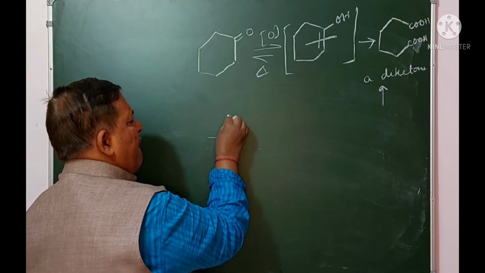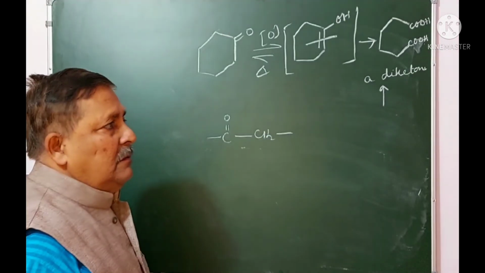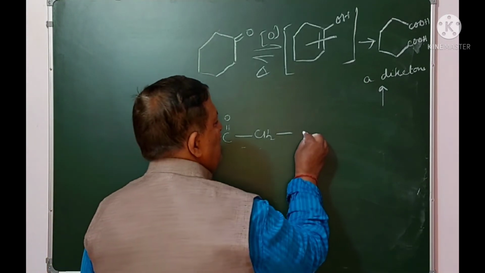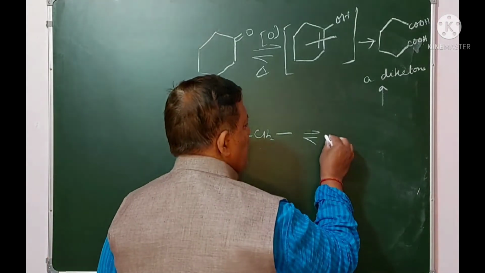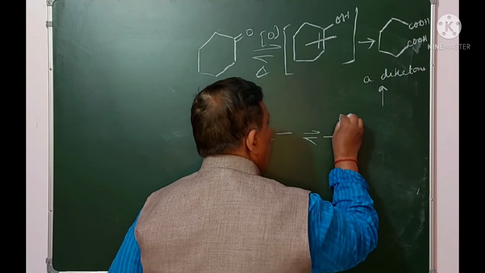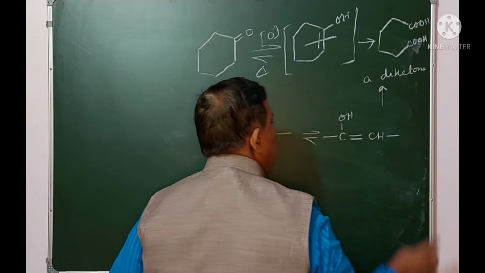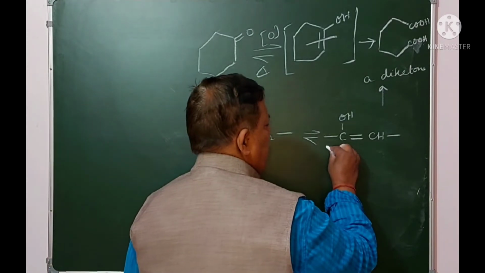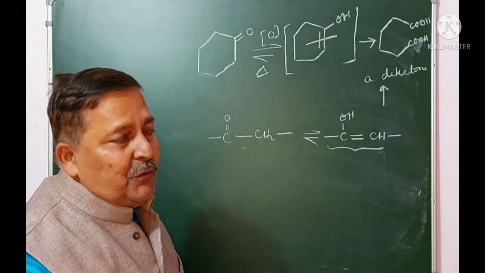When a CH2 unit is attached with ketone group, the tautomeric form is also present in the compound in situ.